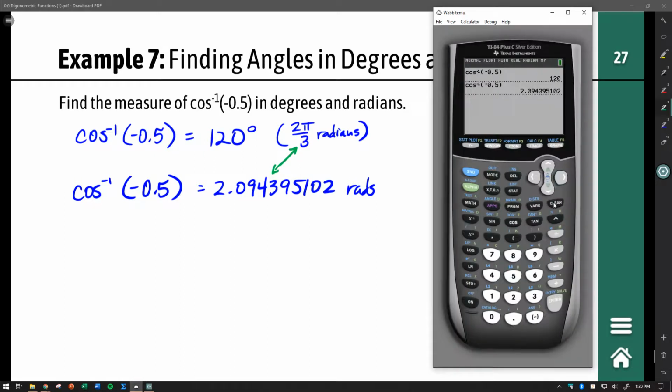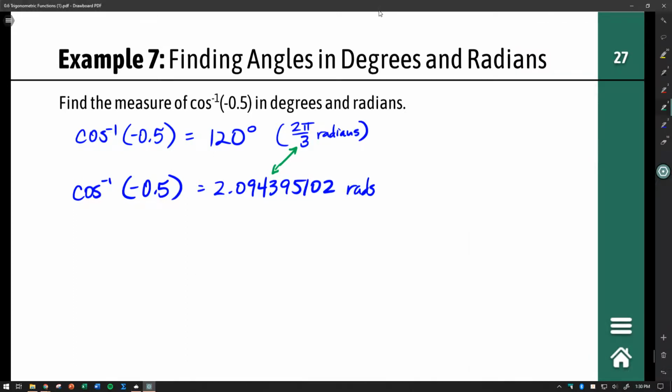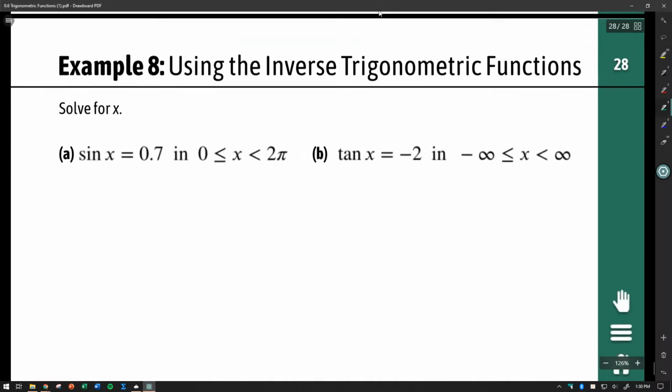So I'm going to go to the calculator again, and let's just type in 2 pi over 3. And hey, how about that? It actually is exactly the same number. So there's our proof that we're answering the same question. It's just we're giving our answer in 2 separate forms. So that's how you use inverse trig functions on your graphing calculator.